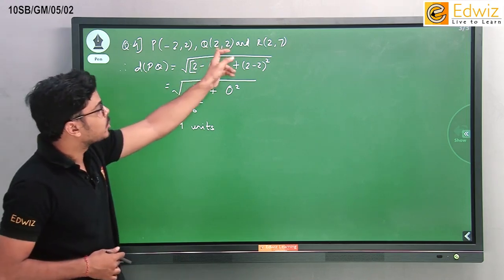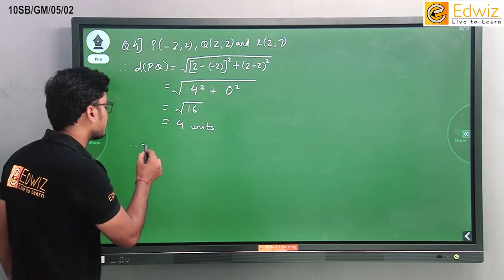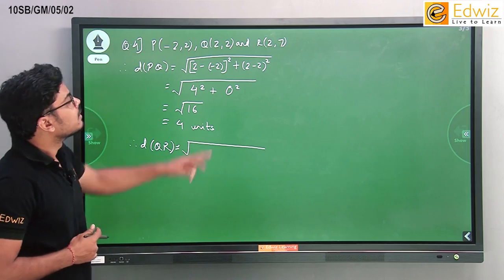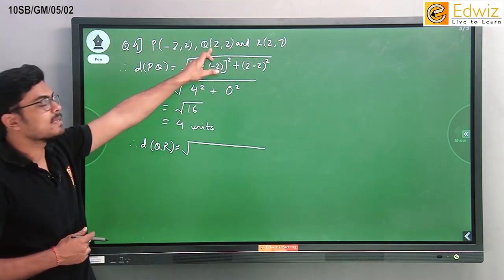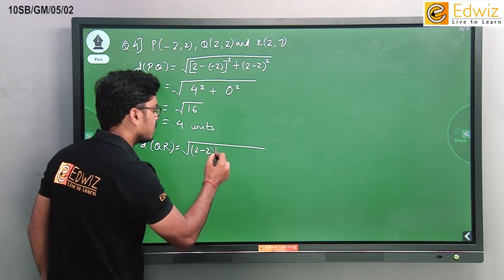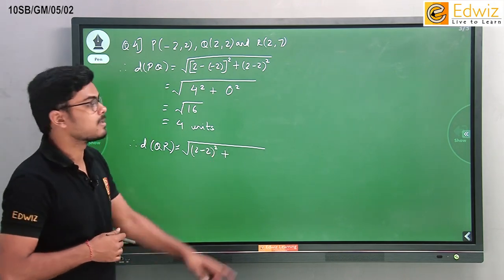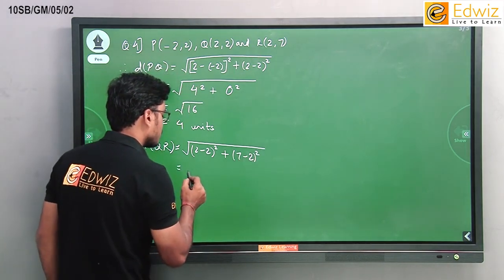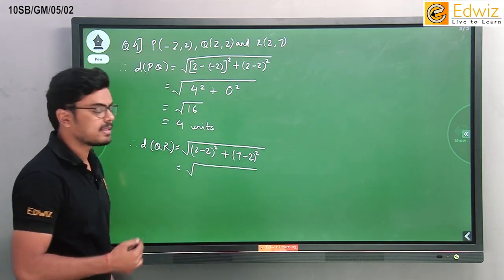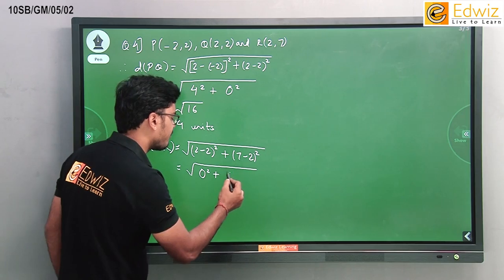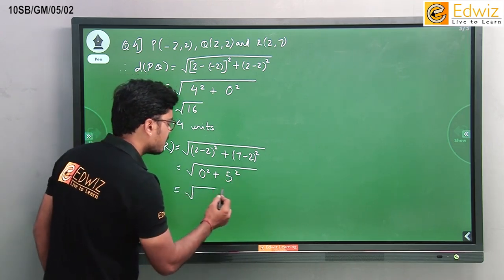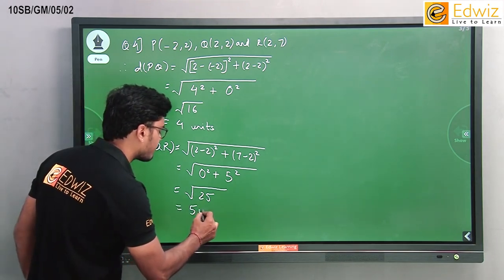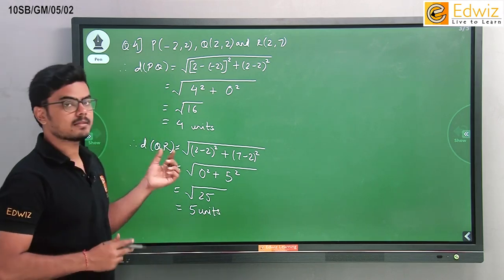Now let us find out QR. Distance QR will be equal to square root of, okay, x2 minus x1. So 2 minus 2 the whole square plus y2 minus y1, 7 minus 2 the whole square. So this will be equal to 2 minus 2 is 0, 0 square plus 5 square. So we are getting here 25 का square root, which is nothing once again but 5. Okay, 5 units is distance QR.